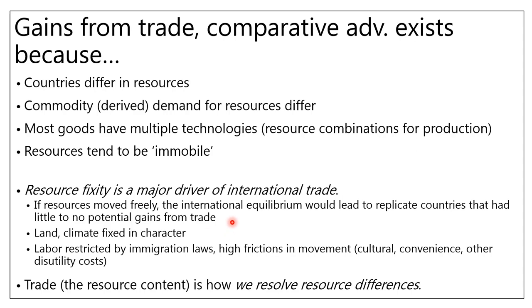It's called the factor content of trade. They're factors of production, and every time you buy something, you're not just buying the product, but in terms of economics, you're paying the rewards to those factors of production.